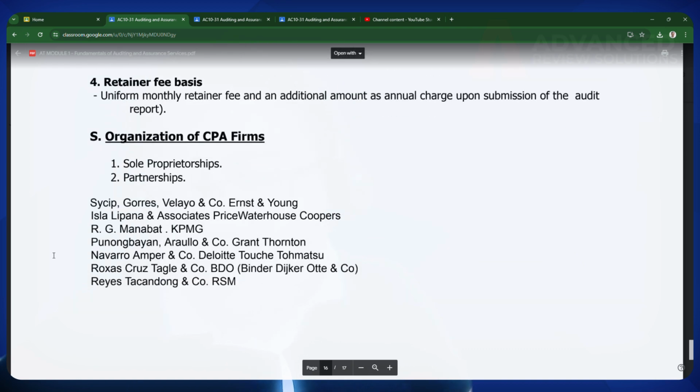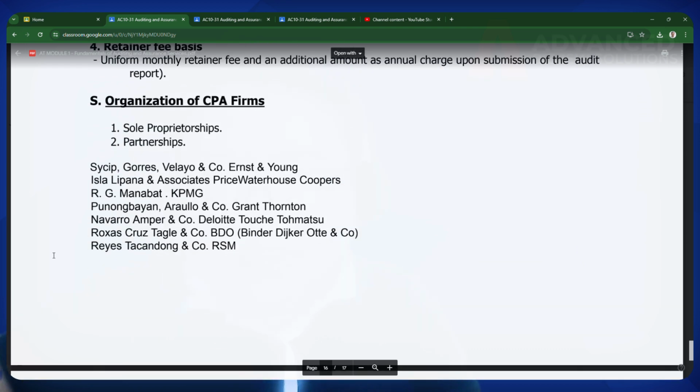Next, what are the organizations of CPA firms? Please take note, it cannot be a corporation. Only sole proprietorship or partnership. Examples are SGV, Isla Lipana and Associates, PricewaterhouseCoopers, R.G. Manabat, KPMG, Punongbayan and Araullo, Navarro Amper and Company, Deloitte, and Reyes Tacandong. These are samples.